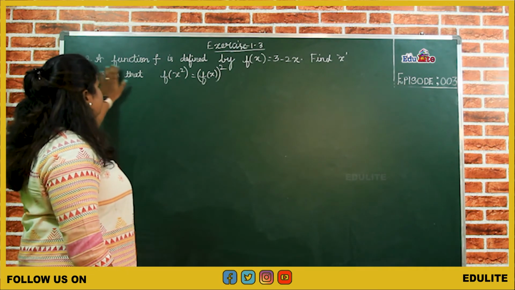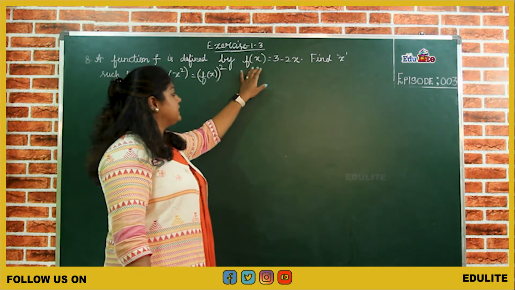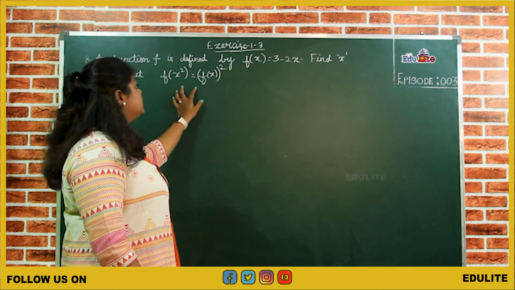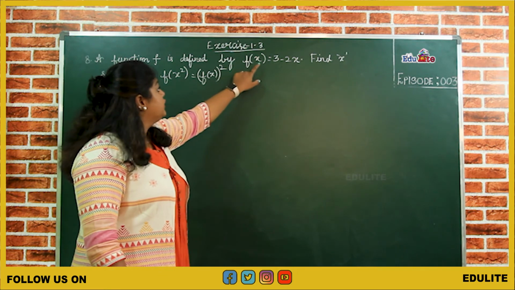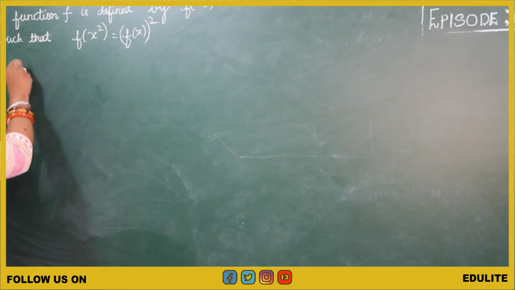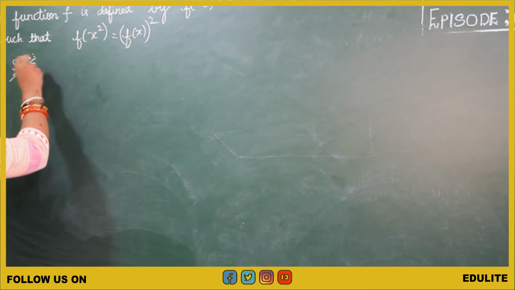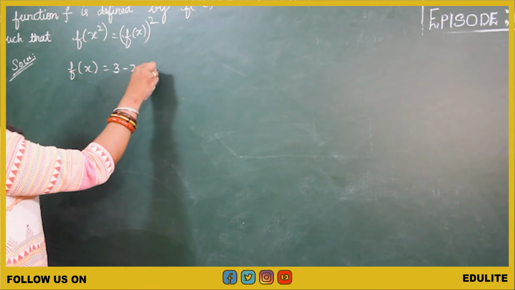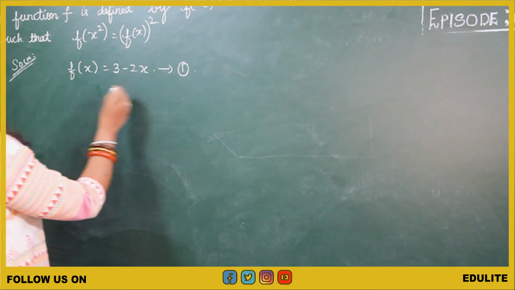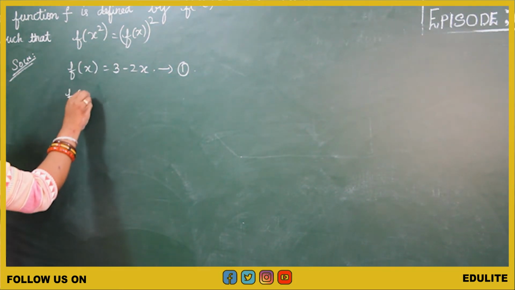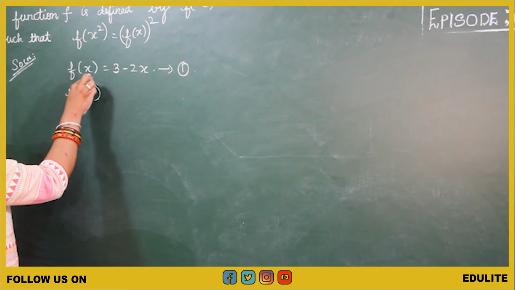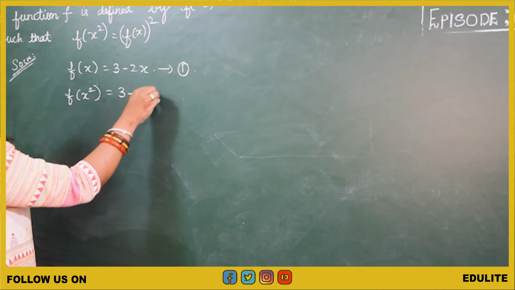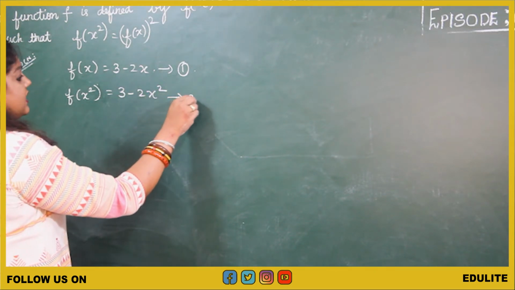Next question is, a function f is defined by f of x equals 3 minus 2x. We have to find the value of x using this relation. We will do it so. What we are given is f of x equals 3 minus 2x. This we will consider as equation 1. First we will find f of x square. What is f of x square? In this equation, substituting x square instead of x will give us f of x square. So it will become 3 minus 2x square. This we will consider as equation 2.